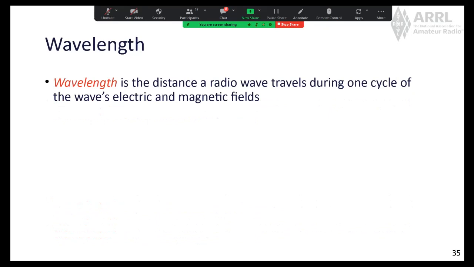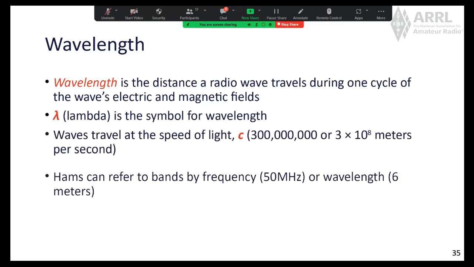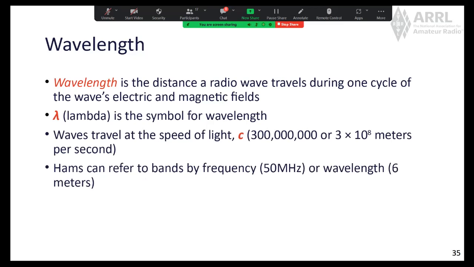Wavelength is the distance a radio wave travels during one cycle of the wave's electric and magnetic fields. Lambda is the symbol for wavelength. Waves travel at the speed of light, which is 300 million meters per second, or 3 times 10 to the 8th. And in my opinion, this is the most useful expression. If you use 978 million feet per second, it's a little harder to fool with.